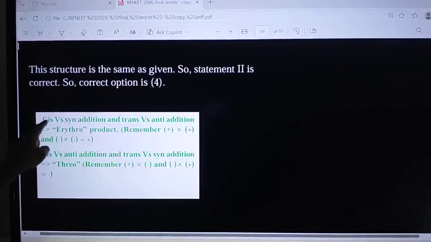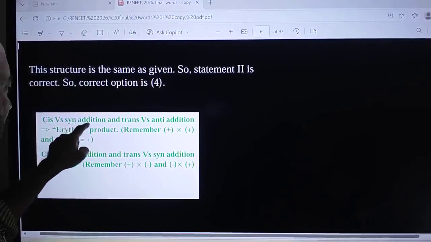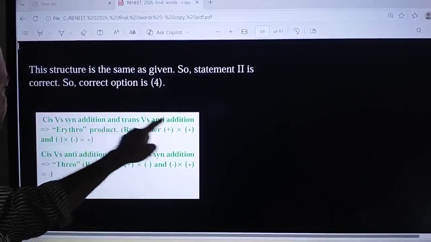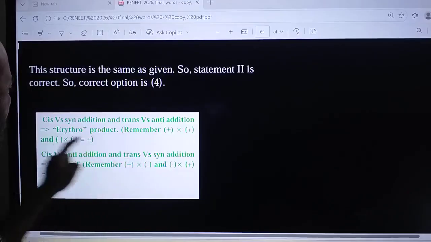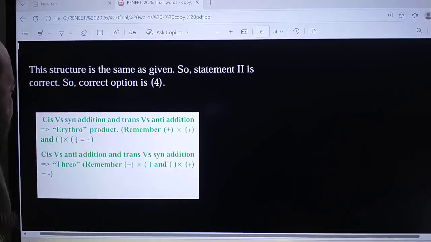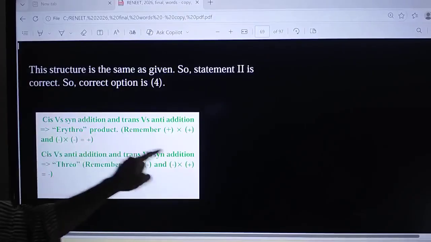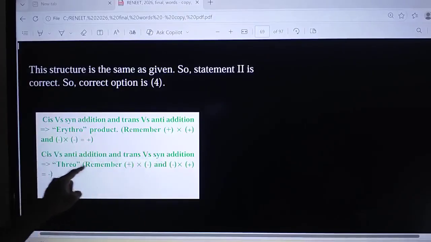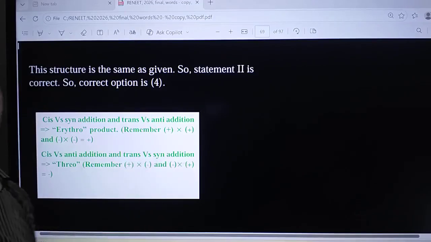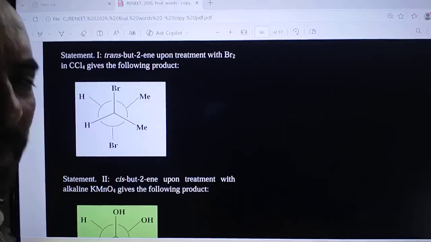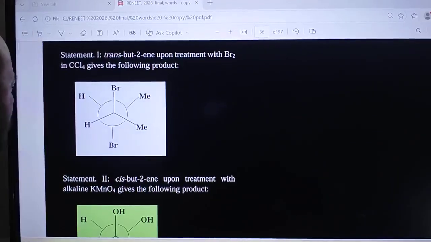As I told you, cis versus syn addition and trans versus anti-addition give erythro product. Remember, plus into plus as well as minus into minus is plus. Another point, cis versus anti-addition and trans versus syn addition both give threo. Remember, plus into minus as well as minus into plus is minus. We are going to apply that to the question.